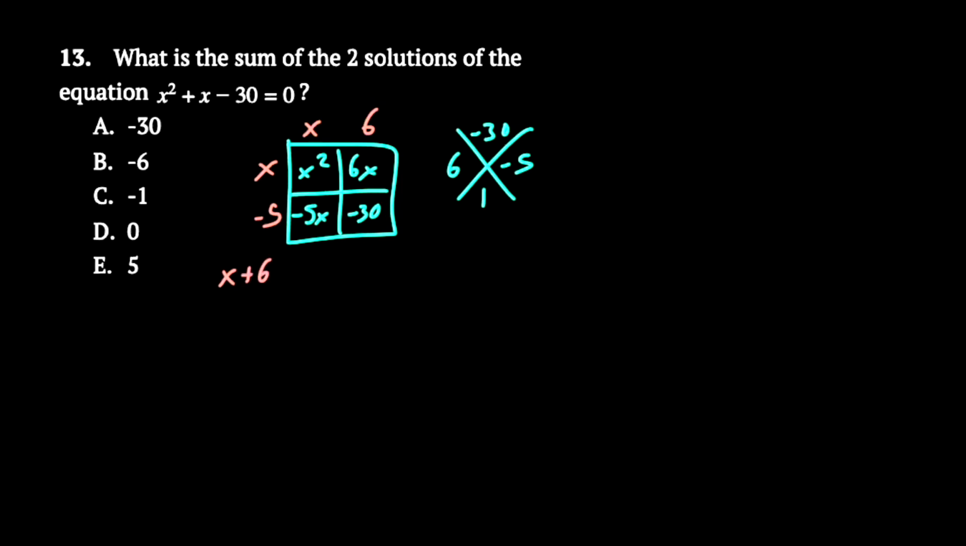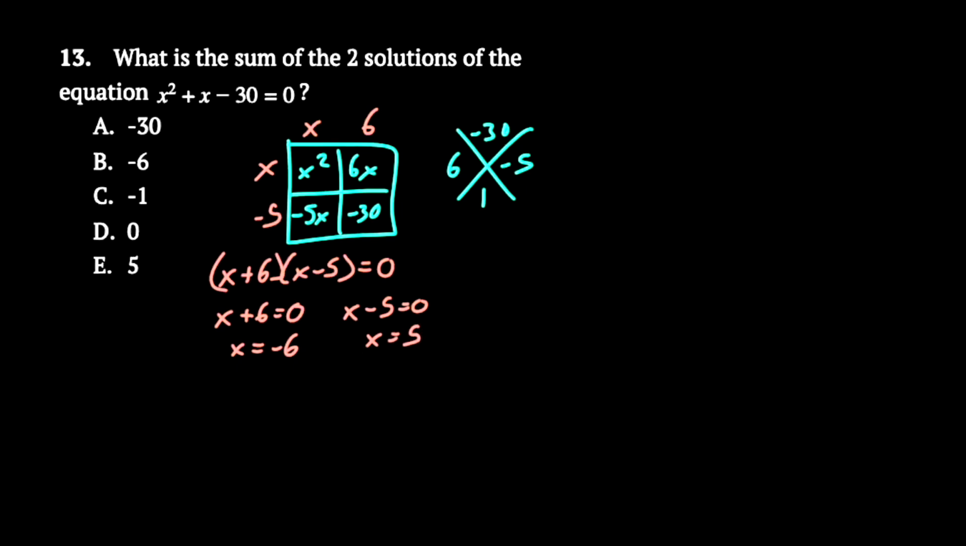We have x plus 6 as one of our factors, and x minus 5 as the other factor. And remember, if this is set equal to 0, I can just solve them separately. So x plus 6 equals 0, just splitting these up, and x minus 5 equals 0. So this solution would be negative 6, and this solution would be 5.